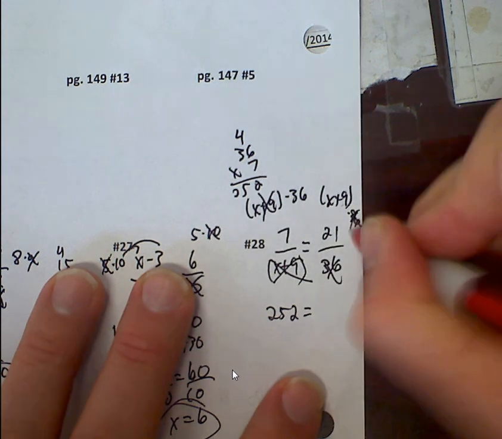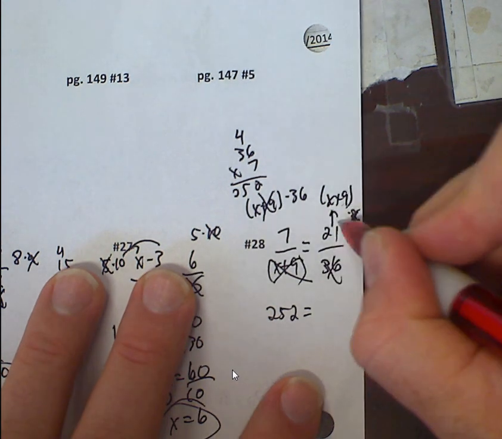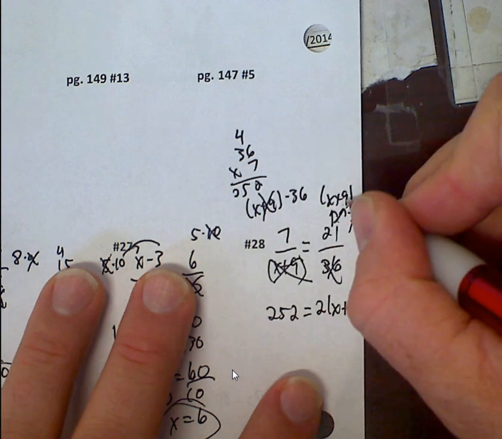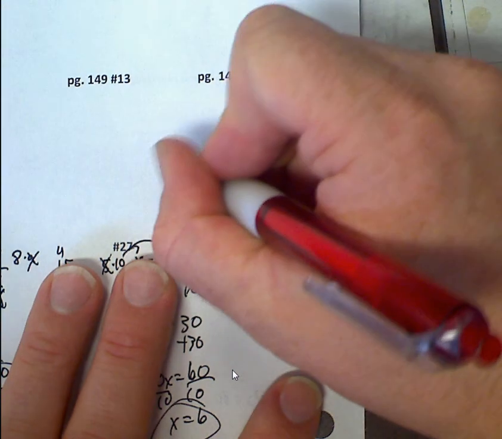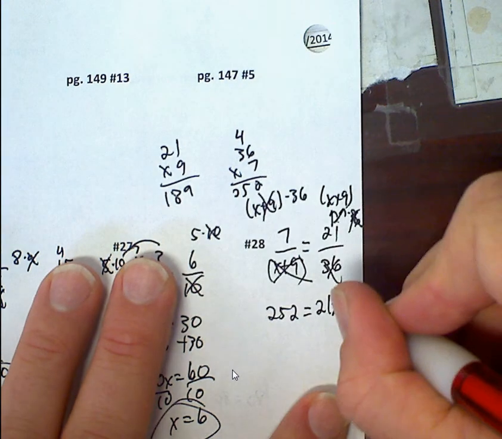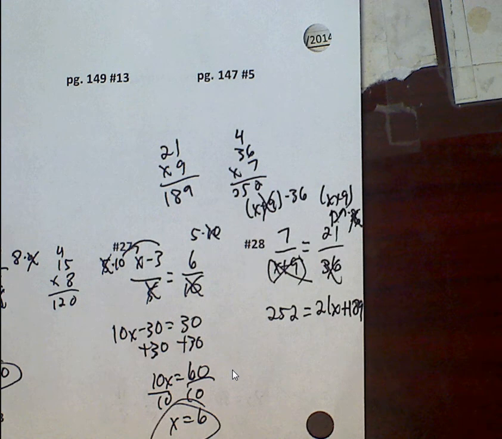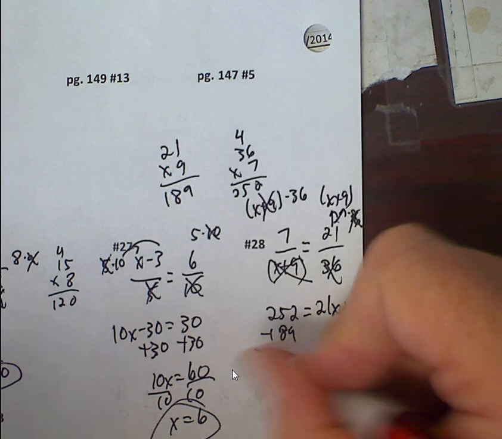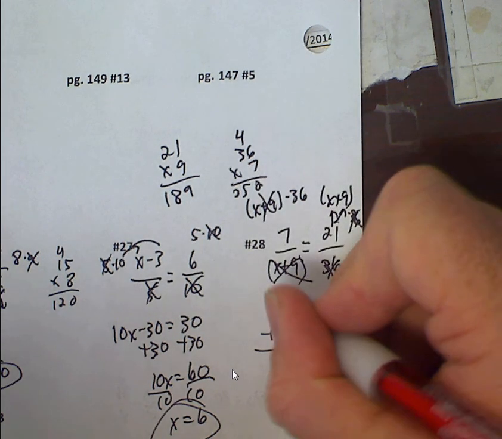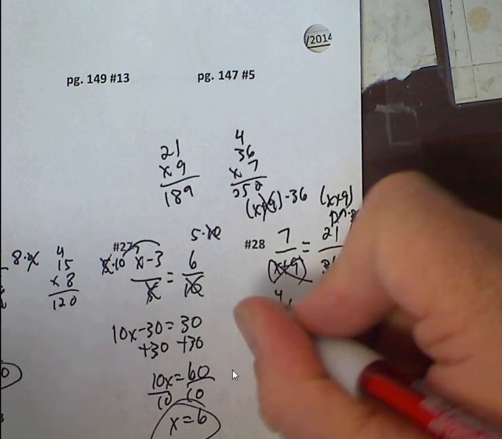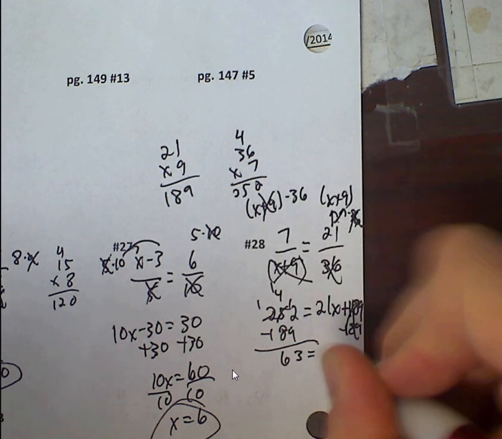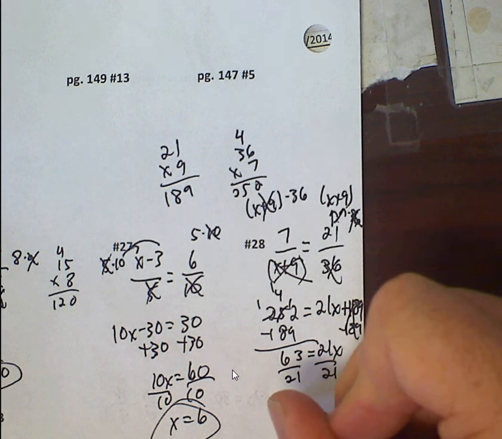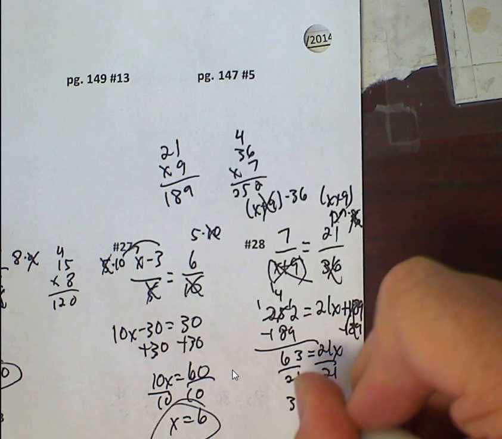36 will cancel on the right, so I have to distribute. 21 times x is 21x. 21 times 9 is 189. I need to get rid of my 189, so minus 189. That gives me 63 equals 21x. Divide by 21, and I get 3 equals x.